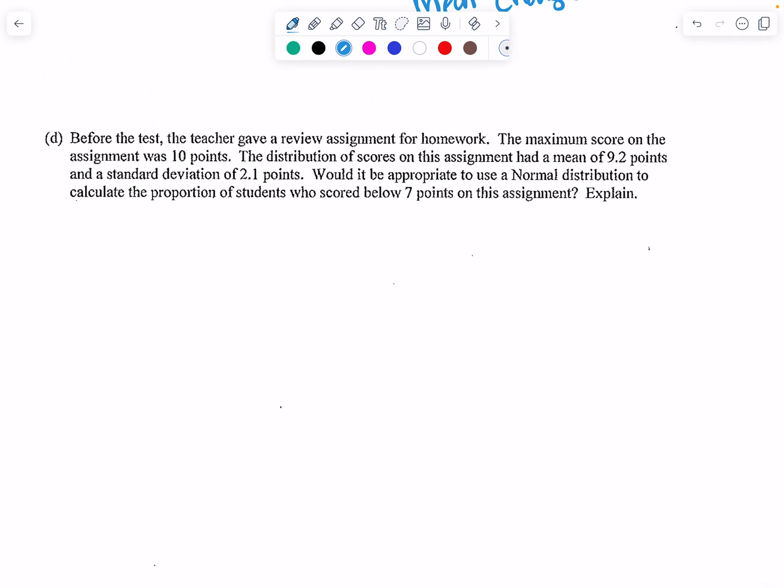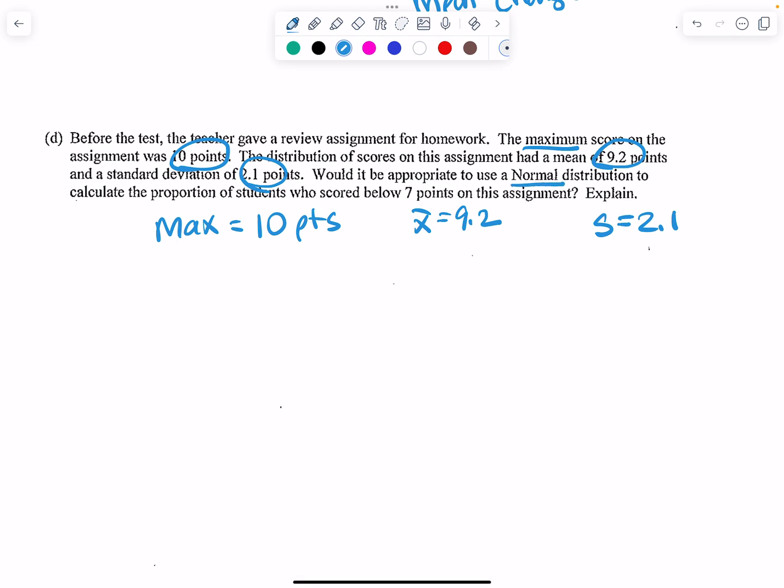And then B. Here it says the maximum score was 10. So the maximum is equal to 10 points. But it gives me a mean of 9.2, and a standard deviation of 2.1. Okay? So it asks, would it be appropriate to use a normal distribution?